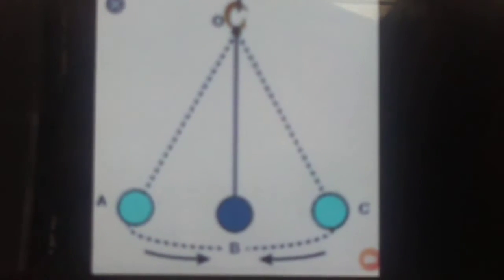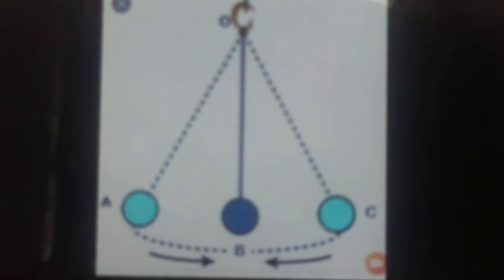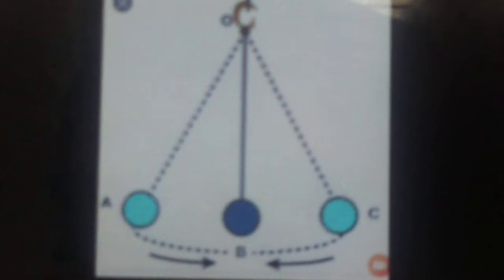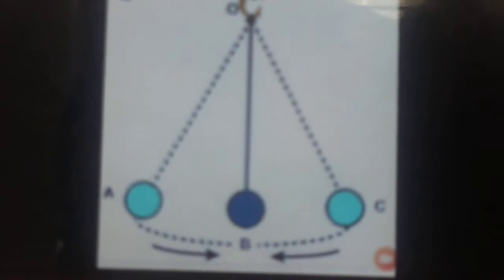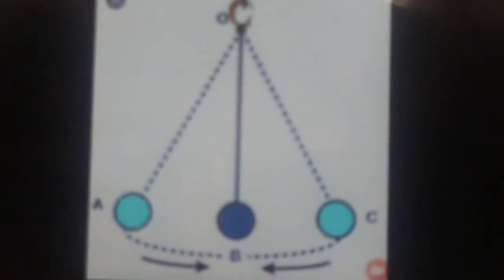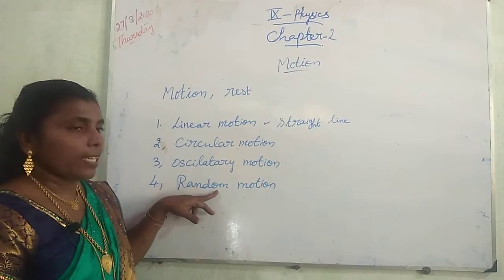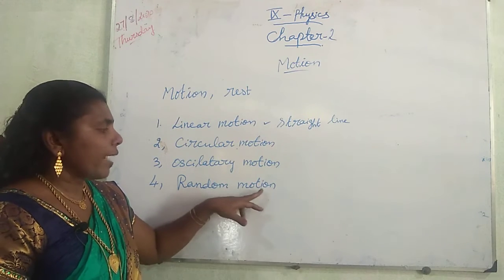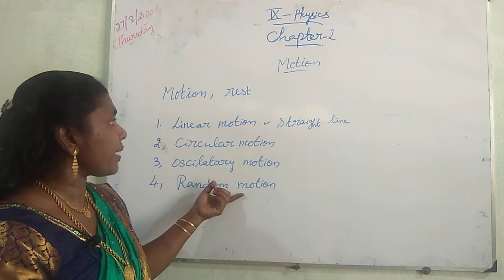Next one, oscillatory motion. Look at the picture. The repetitive to and fro motion is called oscillatory motion. The last one is random motion. Random motion: the body moves along randomly is called random motion.